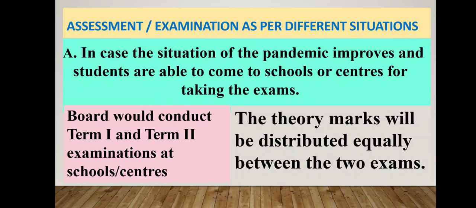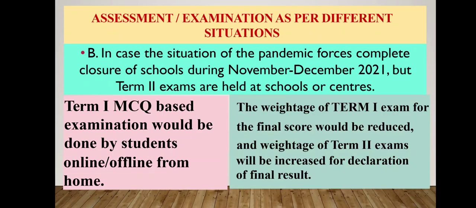In case the situation of the pandemic improves and the students are able to come to school or centers for taking the examination, means there is a normal situation, schools are running well, and children can come to the school to give the exams in the centers assigned under the supervision of the central superintendent as well as the observers. The board would conduct term 1 and term 2 examinations at the schools or centers assigned. Theory marks will be distributed equally between the 2 examinations. So it will distribute the theory marks equally between the first term and second term.